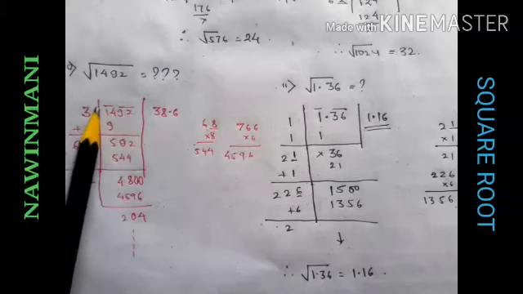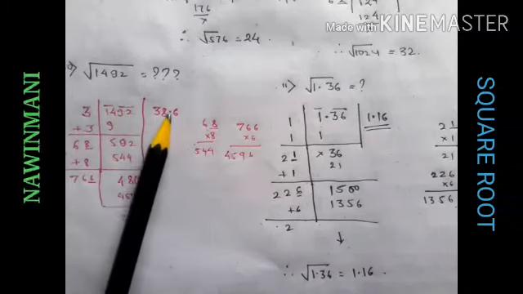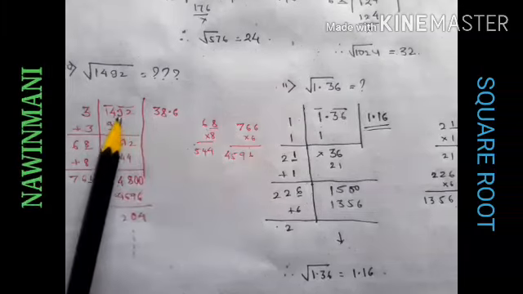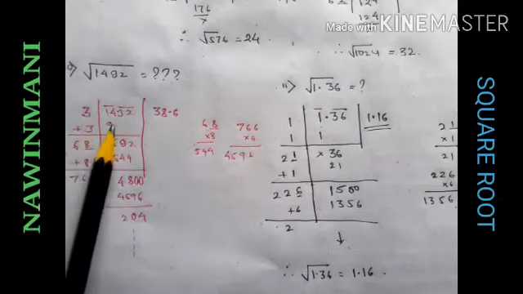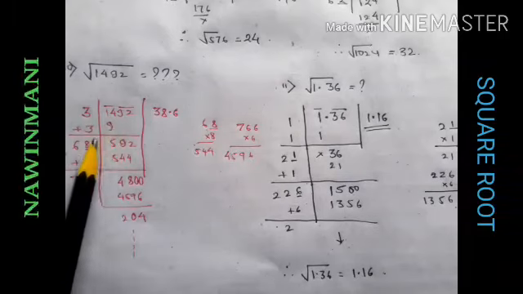1492. You pair it from the back. Okay, this is important because we are getting it in points. See, so 14 came. First square number is 3. 3 3s are 9, I get. Now, 14 minus 9, 5 remains.